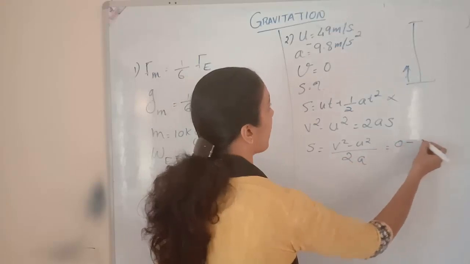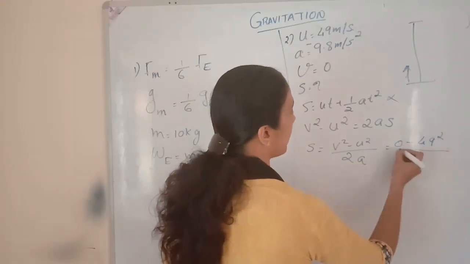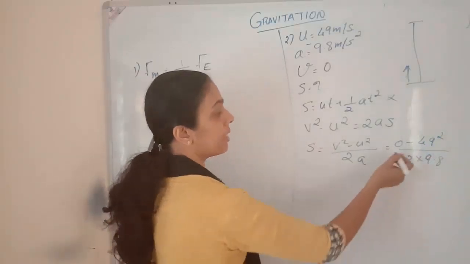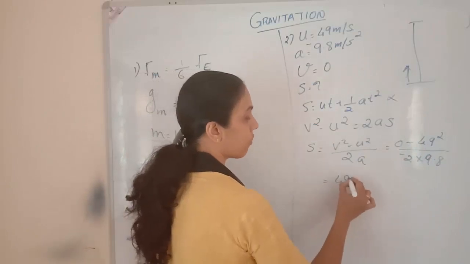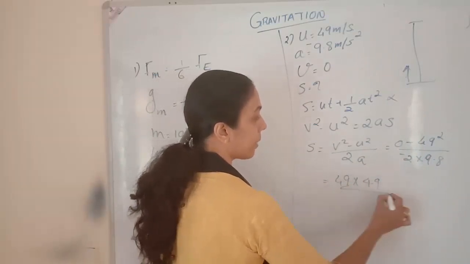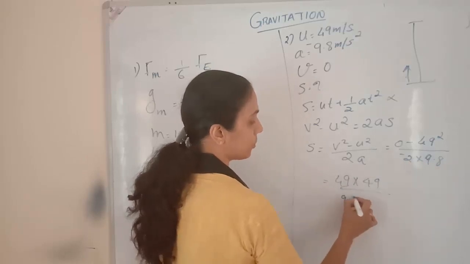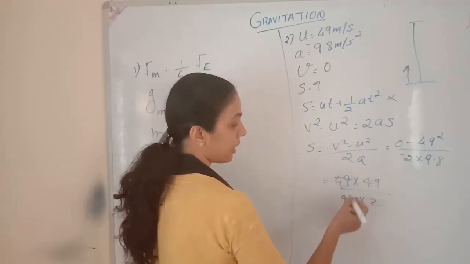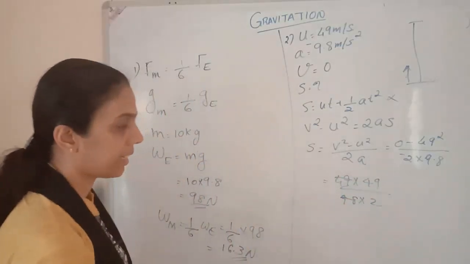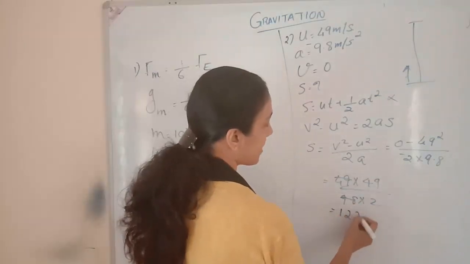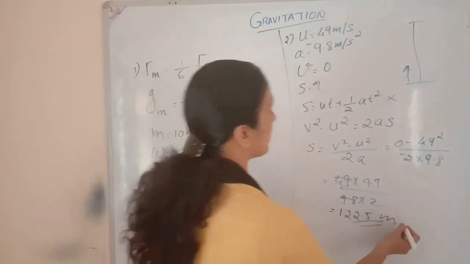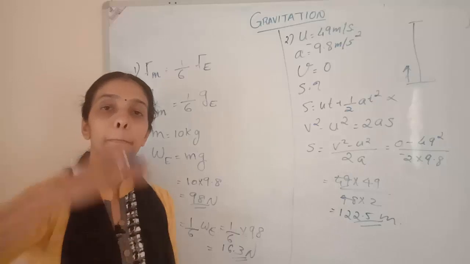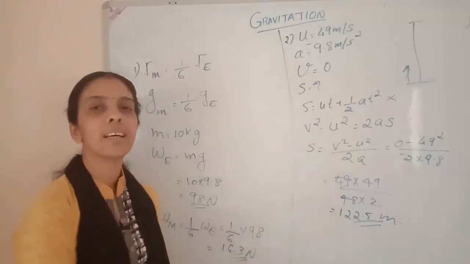v is 0 minus 49 square divided by 2 into minus 9.8. This negative and negative will get cancelled. So 49 into 49 divided by 9.8 into 2. While solving, we will get the answer as 122.5 meters. This is the maximum height which is attained by this object.